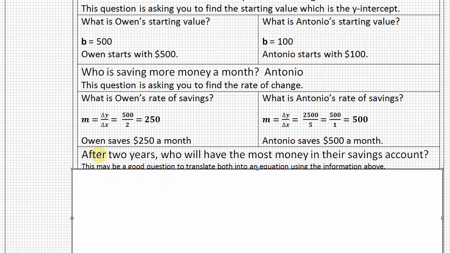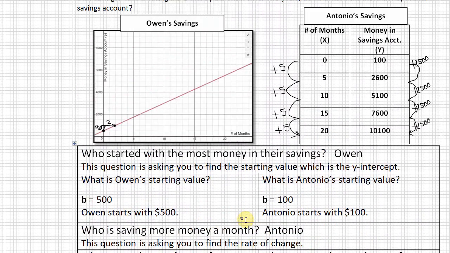So what is your prediction? After 2 years, who will have the most money in their savings account? So we could go back up and look at the table and the graph and see if we can find that. One thing we have to pay attention to is that this question is asking us after 2 years, and our table and our graph are both in months. We have to think and say, well, they're asking us 2 years would be 24 months. And so let's take a look and see if we can find that information.